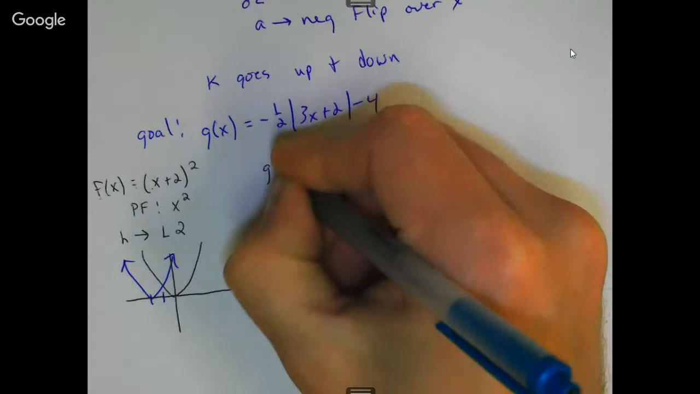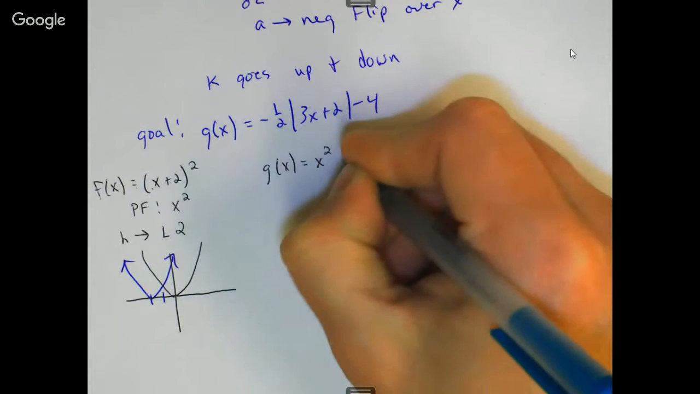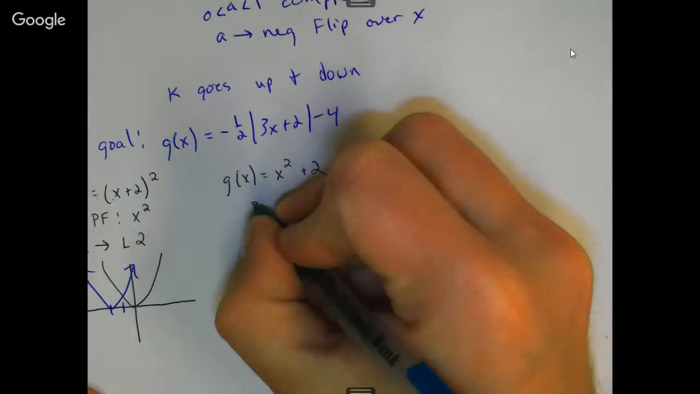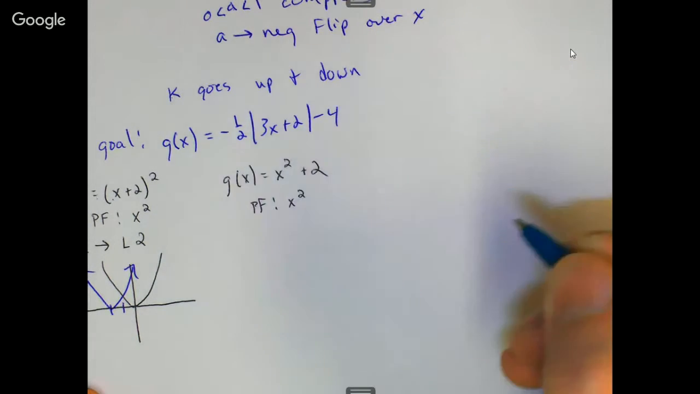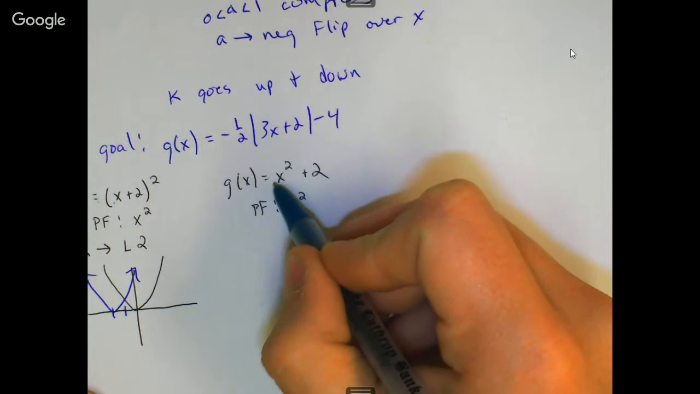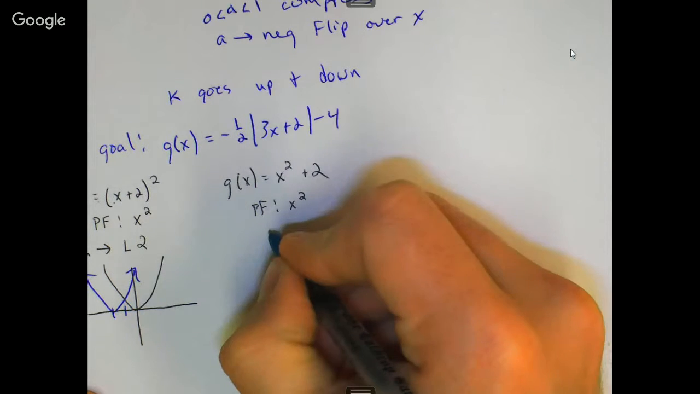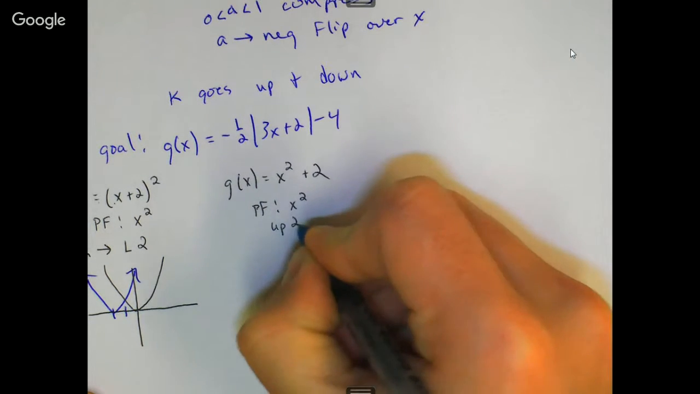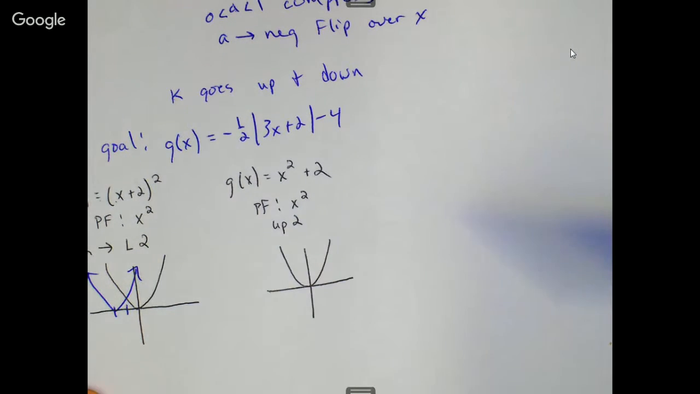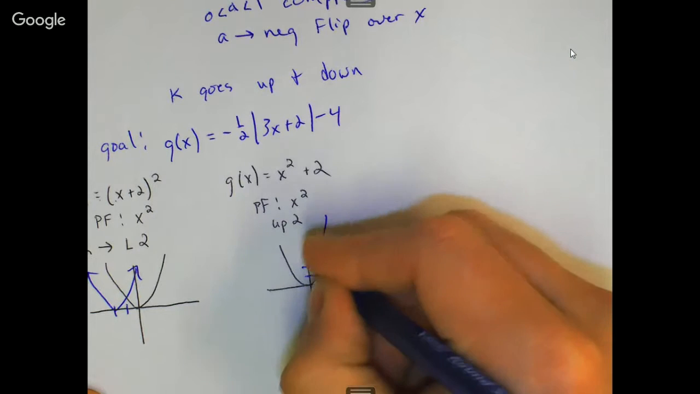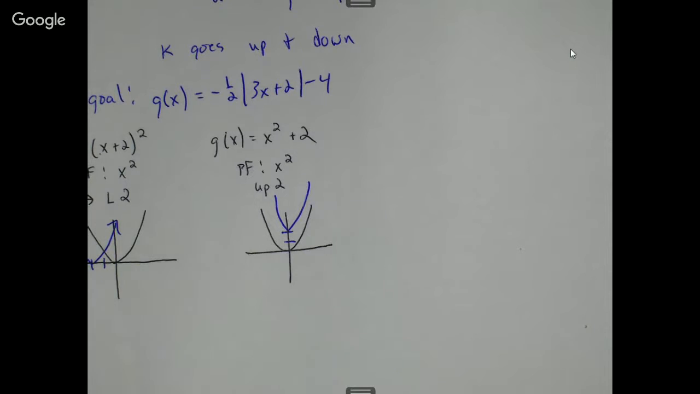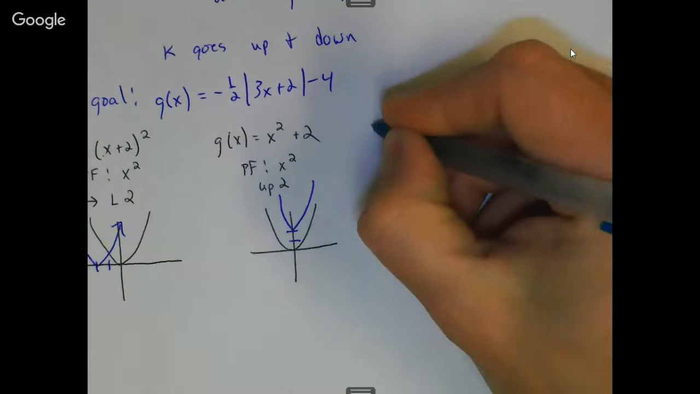We have g of x equals x squared plus 2. Again, my parent function is x squared. I have no h, no b, no a, all I have is k out here. So that k would tell me it goes up 2. So start with the parent function, we're going to go up 2 spots, and there's our new function. Again, these aren't exact graphs. These are just general ideas of what we want to look at.